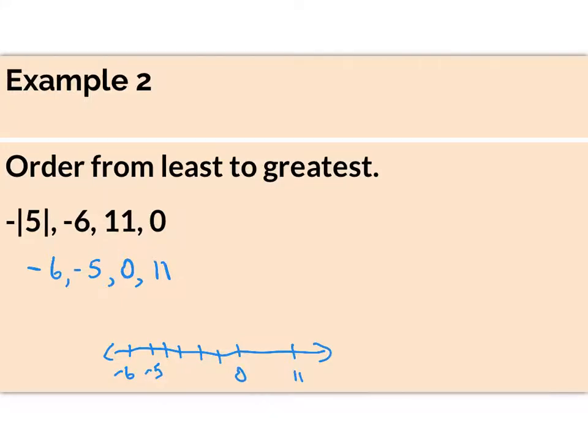You have to ask yourself this question. Would you rather owe somebody $5 or $6? And most people would agree that they would rather owe somebody $5 instead of $6. So -5 is the greater number, even though its absolute value is smaller on the negative side.